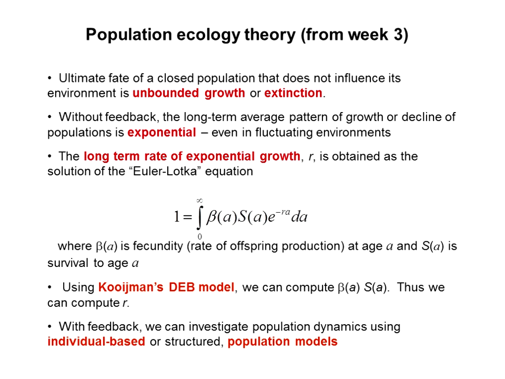It involved two functions: the quantity I called beta, which is fecundity, and the quantity I called S, survival. Using Bas Kooijman's DEB model, for any given environment and a particular set of parameters, we can compute these quantities beta and S, and thus we can compute R. Later on in this lecture, we'll see an application of this to a system involving nanomaterials.